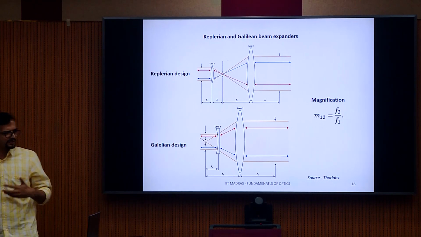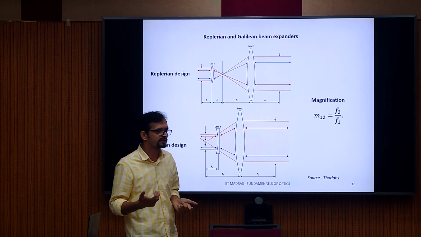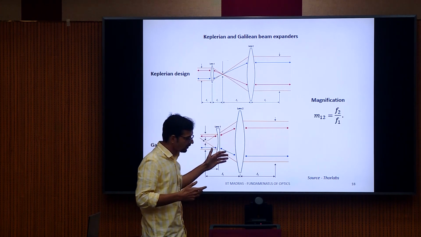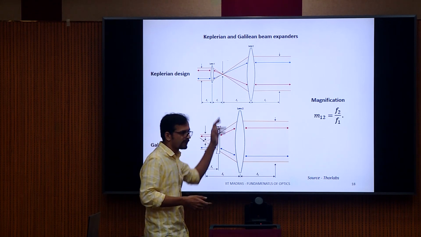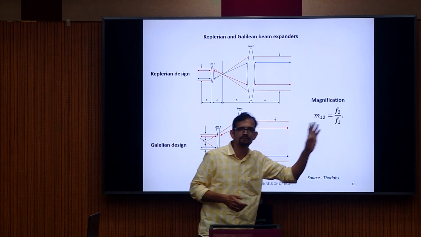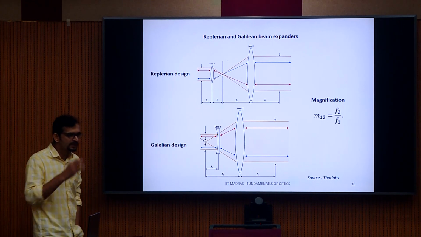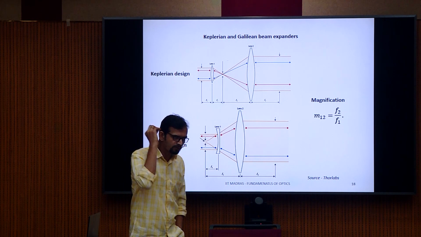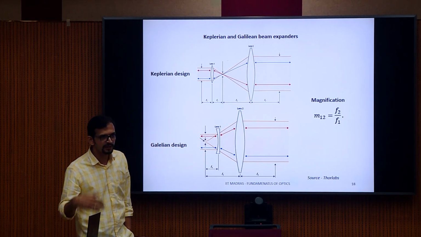So this is what we always say: optics is a tool, you should know how to use it and where to use it. Depending on the scenario, the space available, and what you are working on, you can choose one of these. Effectively f2 by f1 will decide the expansion ratio. This is a crucial element in almost all the setups you are going to work with. We will also do it in the lab tomorrow. Today I will set up, tomorrow we will see.